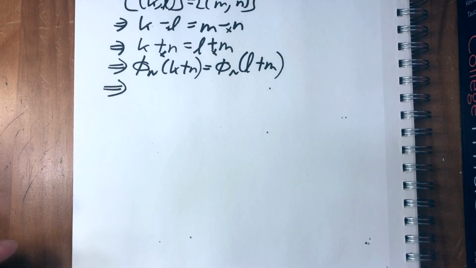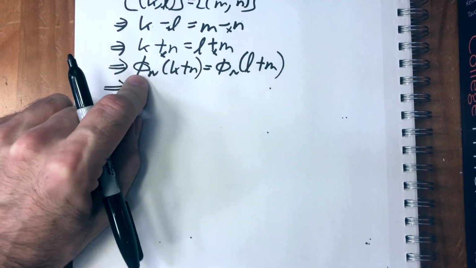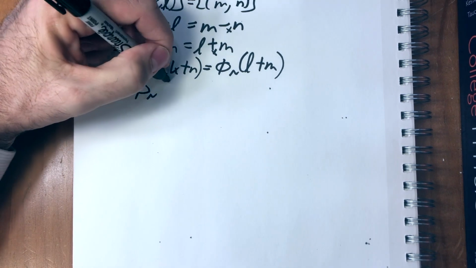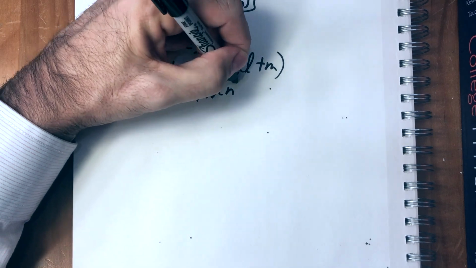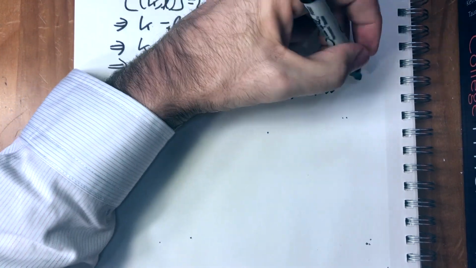Now we know as well, because we just verified that phi n is an isomorphism, that it preserves additivity, so we know that phi n of k plus phi n of n equals phi n of l plus phi n of m.